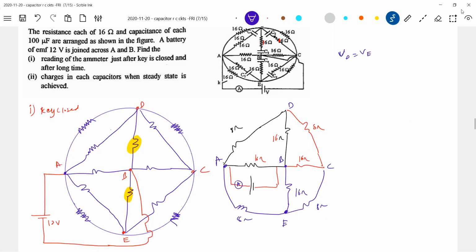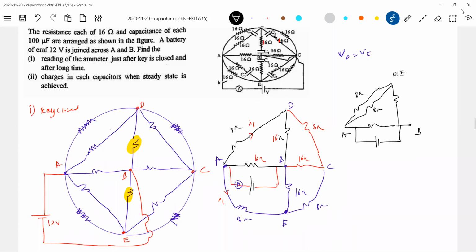From current distribution, if I divide this current, say I1, this will be I1. So from that, VD equal to VE. Once VD equal to VE, you redraw that circuit. So everything will appear. Oh, something is asked, a very lengthy question. This is cell. This is AB. So this will be 8 ohm, because I'll join them. So this will become D comma E, and this will be 16 ohm.